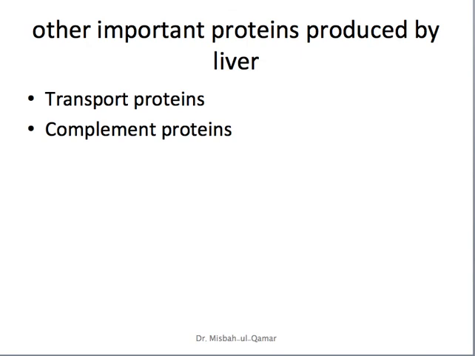Other important proteins which are produced by liver are the transport and the complement proteins. Transport proteins are transferrin, haptoglobin, and ceruloplasmin, while the complement proteins are C-reactive protein, serum amyloid A, and alpha 1 acid glycoprotein.